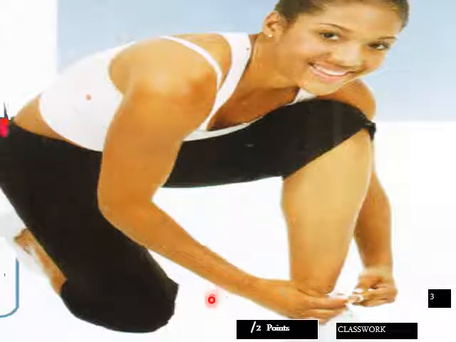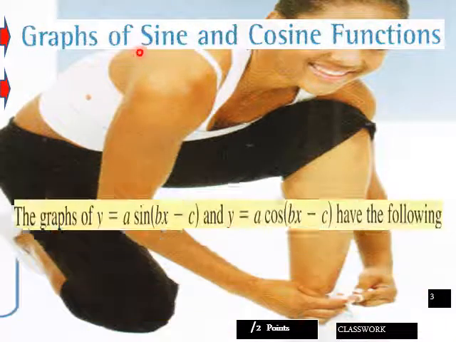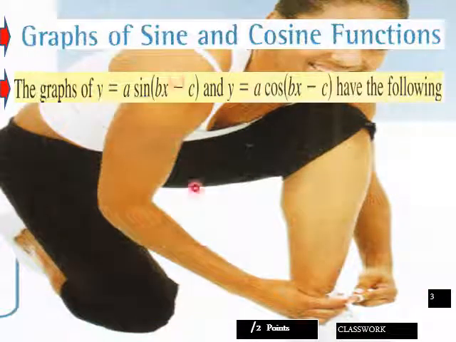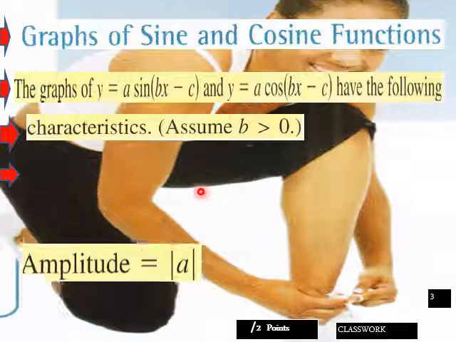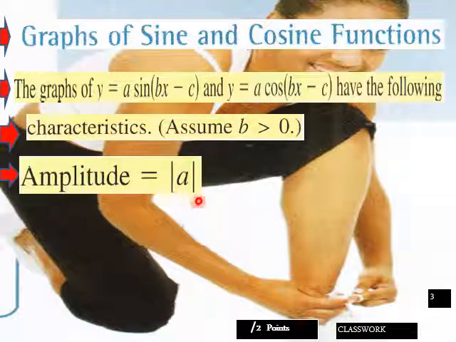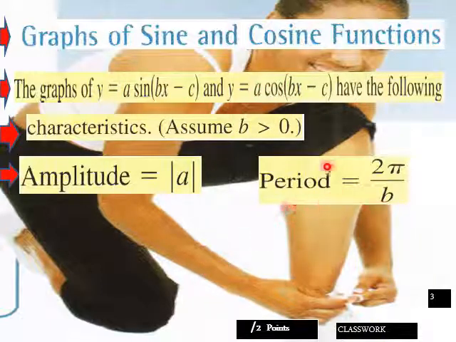So to determine that, graphs of sine and cosine functions, page 3 on your class worksheet. The graphs of y equals a sine quantity bx minus c and y equals a cosine quantity bx minus c have the following characteristics. Assuming b is greater than 0, the amplitude is the absolute value of a, so out here is your amplitude. Your period is 2 pi over b, so here is your b in each one of these graphs. This determines your period.